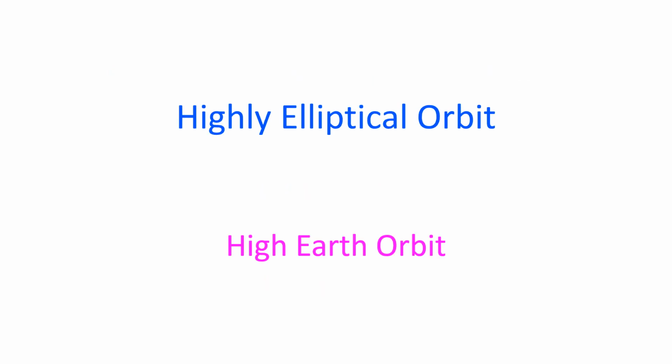Two types of HEOs are also out there. One is a highly elliptical orbit and another is a high Earth orbit. Highly elliptical orbits, as the name implies, is grossly elliptical with large difference between the nearest pass to Earth known as perigee and farthest pass known as apogee. High Earth orbit is one which is above the GEO altitude.